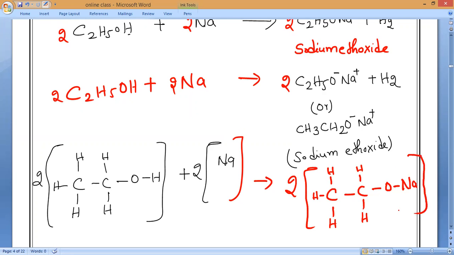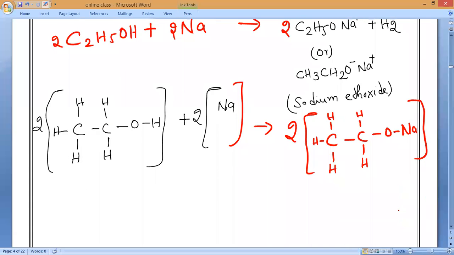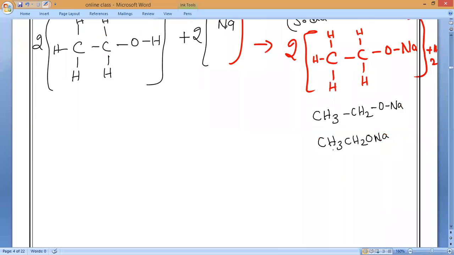Okay, clear, Mukul? Pradosh? Sir. Plus hydrogen. Okay, very important. So this one I write in the form of condensed formula. Everybody, what is the condensed formula? CH3 single bond CH2 bond. I'm writing as CH3CH2ONa. Okay, sodium ethoxide.